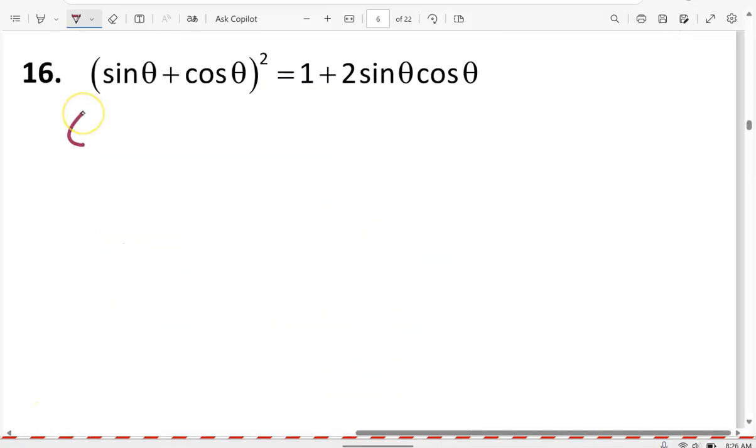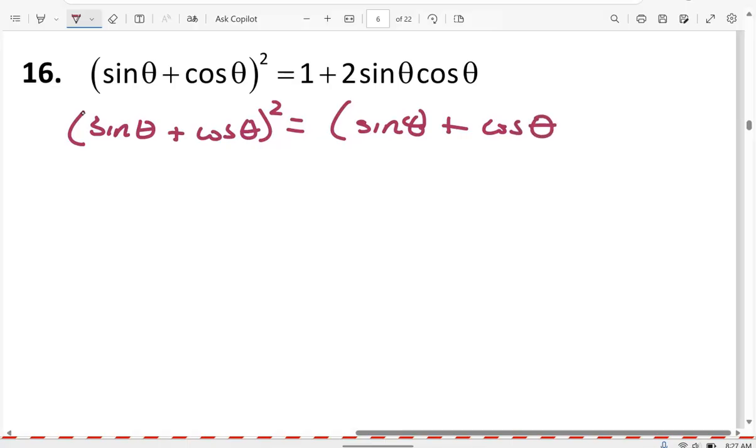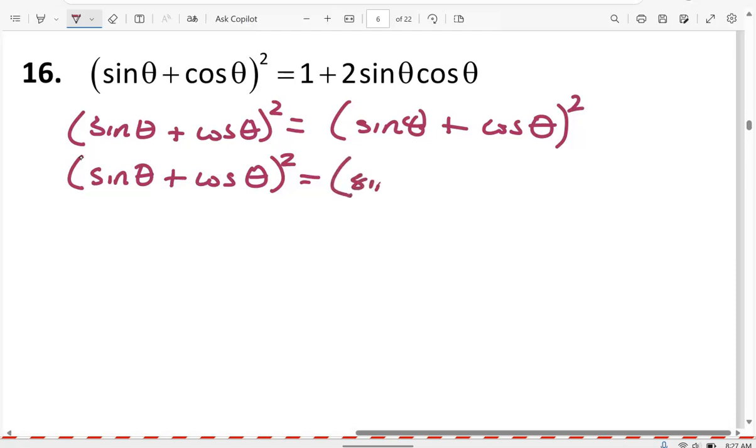In number 16, I'm going to start with the sine of theta plus the cosine of theta squared is equal to the sine of theta plus the cosine of theta squared. Now I'm going to leave the left side of the equation alone and transform the right. Sine of theta plus the cosine of theta squared is the same as sine of theta plus cosine of theta times sine of theta plus the cosine of theta.